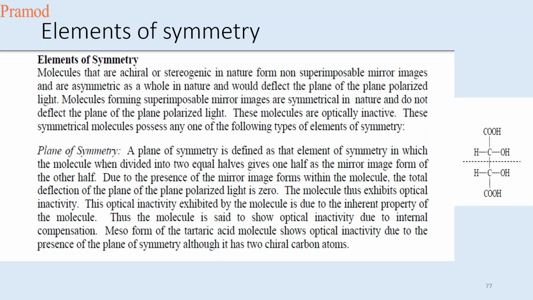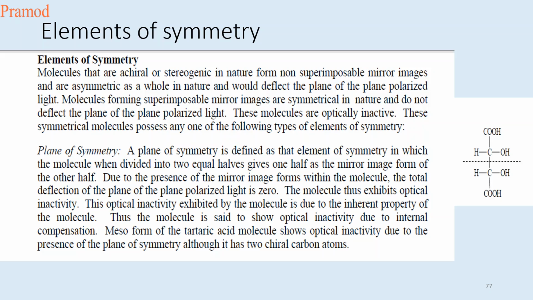Because of the internal plane of symmetry within the molecule. Example: meso form of tartaric acid. If you see tartaric acid over here, your first carbon contains COOH, OH and H. The OH is on the right, H on the left. You look at the second stereogenic center. It also contains COOH, OH and H. OH is on the right, H is on the left.